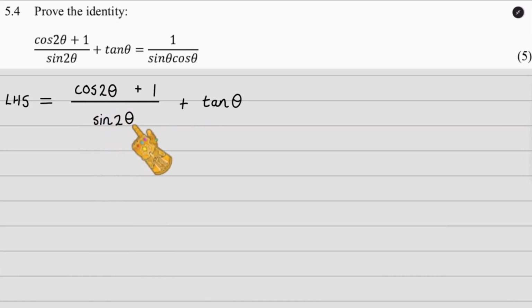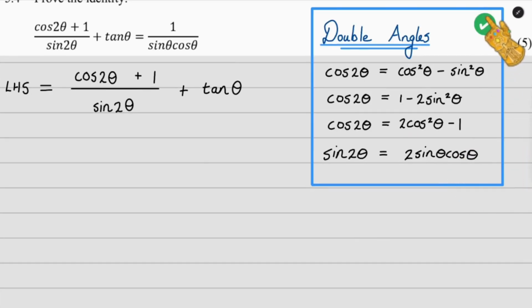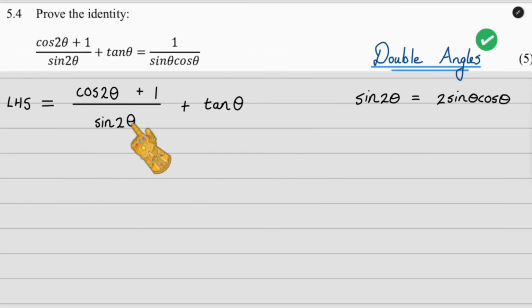So I'm going to change sine 2 theta into the respective double angle. So let's grab that formula quickly. And just remember, this is on your formula sheet, so you don't have to know them off by heart. And then there's only one double angle formula for sine of 2 theta. It's this bottom one, so I'm going to get rid of the others for now. And let's go ahead and change the sine 2 theta into 2 sine theta cos theta.